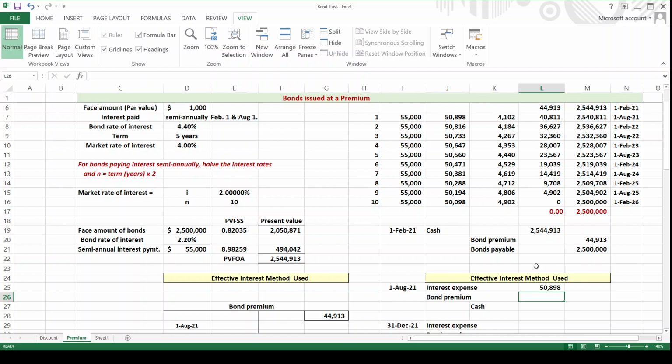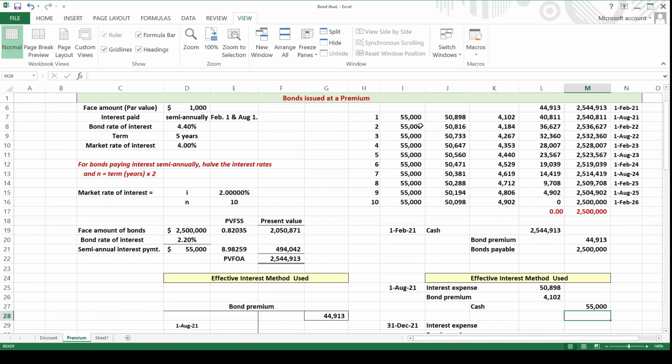I want to debit to bond premium. I want this balance to go away. I need a debit. I'll take the 4102. Okay. And the cash is the cash. 55,000. We don't have any rounding problems because there's definitely some pennies in here, but it works out. Okay. What do we do next?